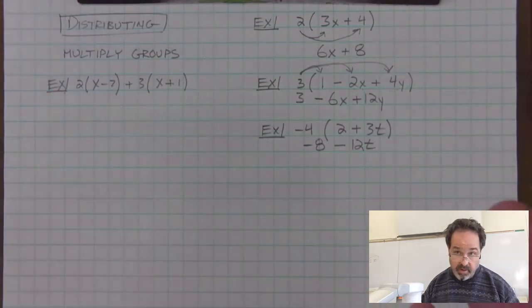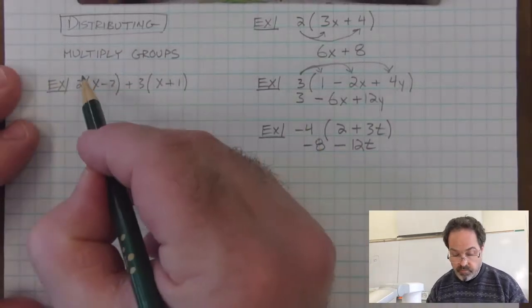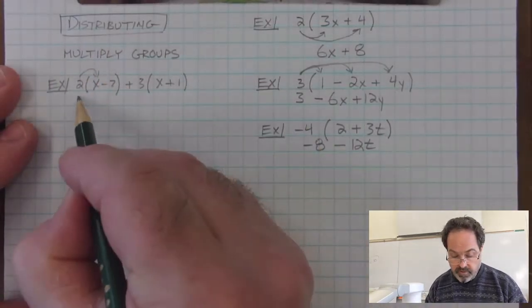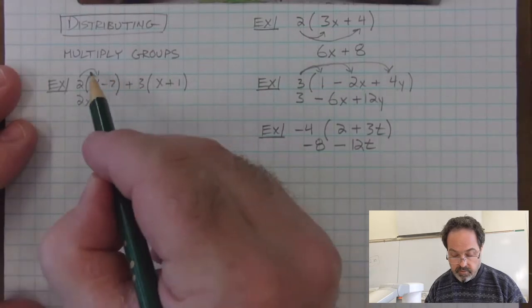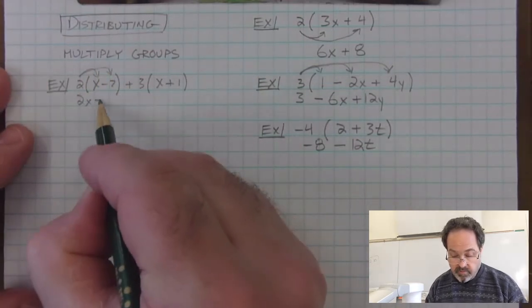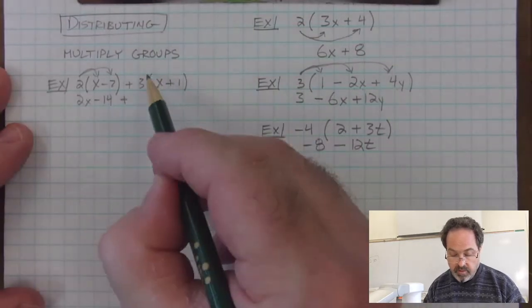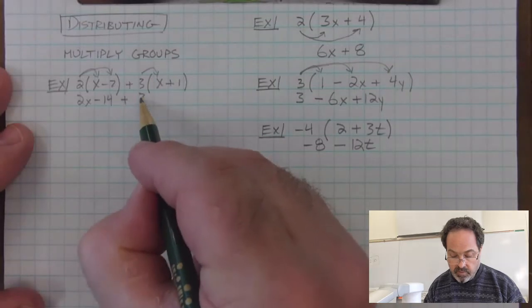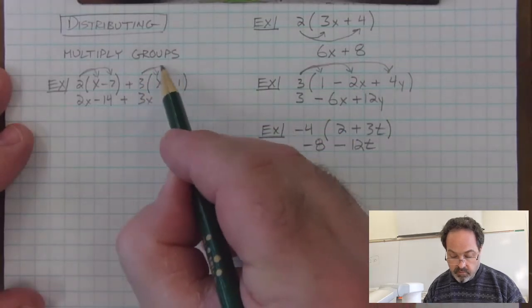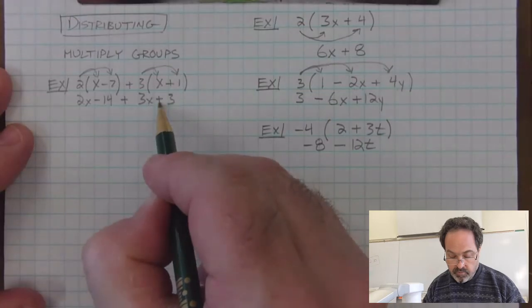And at the end, I might have some like terms that I can combine. Let's do the distribution first. 2 times x is 2x. 2 times negative 7 is negative 14. And then we're adding. The 3 times x is 3x. And the 3 times 1 is 3, which is positive.